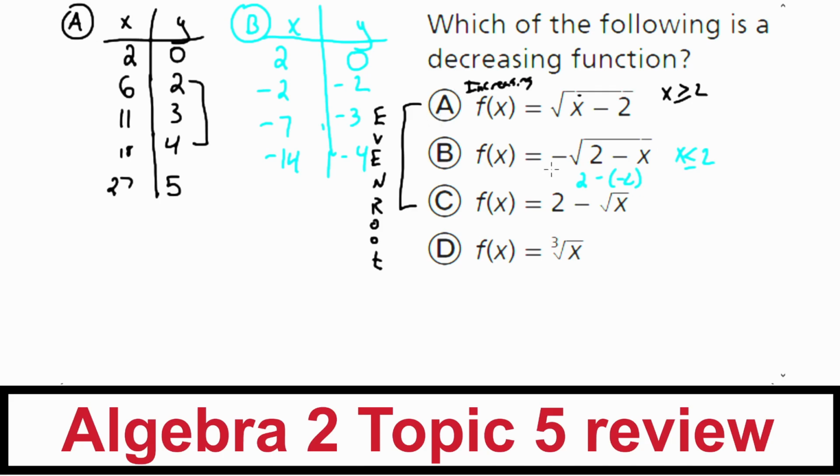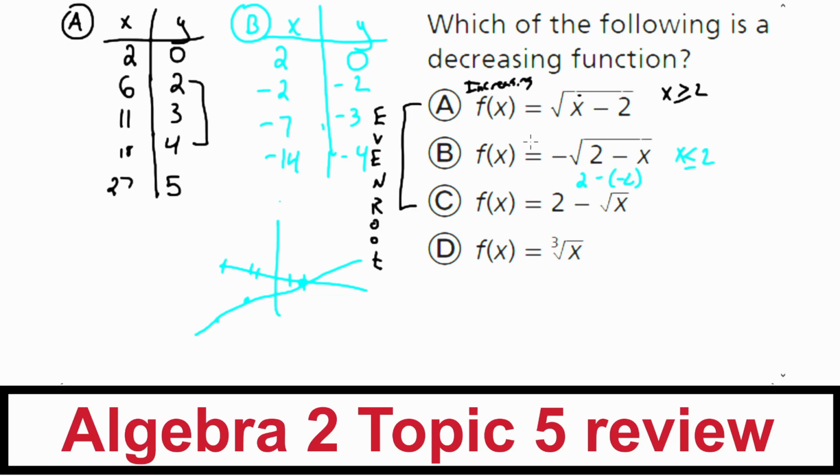But if I were to graph this, when x is 2, y is 0. Now here's where it gets funny. When x is negative 2, this is negative 2. When it's negative 7, it's negative 3. If I look at my graph, that's still increasing. So this is not a decreasing function.